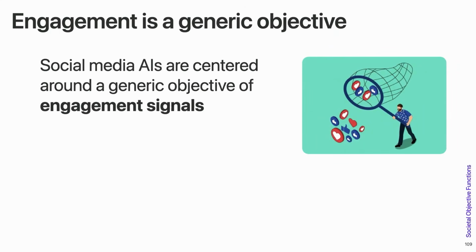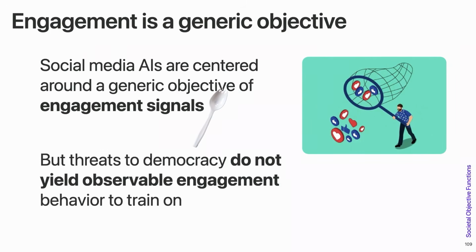And a major problem is that social media AIs today are centered on the wrong objective, a generic objective of engagement signals, such as likes and clicks. But threats to democracy don't yield observable engagement signals to train on. There's not a trace when a user sees a post that lowers their opinion of the opposing party or reduces their trust in a practice like voting.